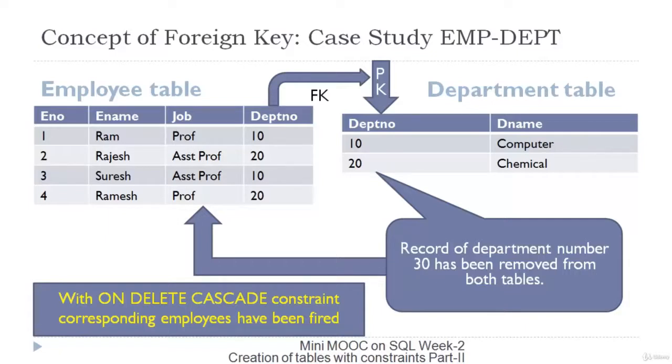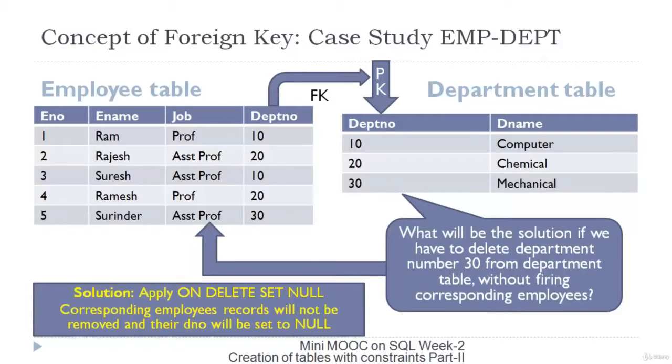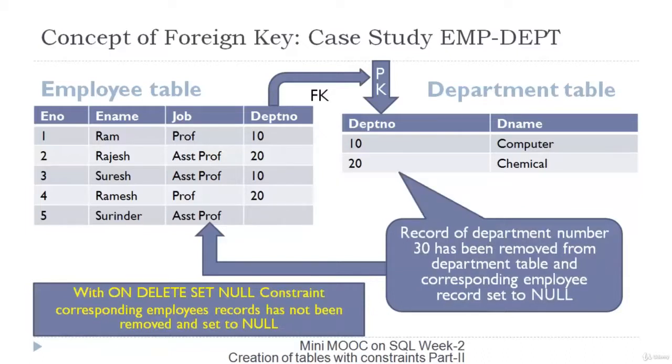It means if department closes, then corresponding employees will be fired. But sometime we wish to remove department number records without deleting corresponding employees. Then the solution is onDelete set null. In this, corresponding records of employees will not be removed, but their department number will be set to null. Here, department number 30 has been removed from department table, but their corresponding employee exists and its department number will be set to null. We achieve this through onDelete set null constraint.